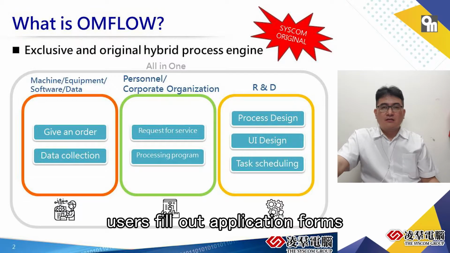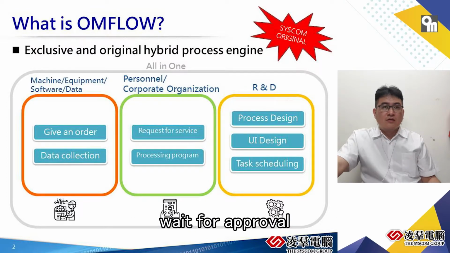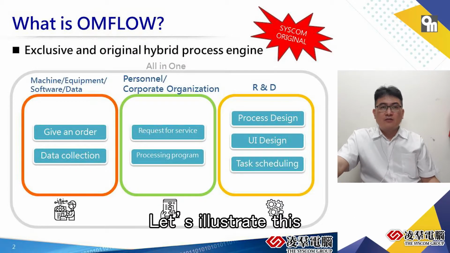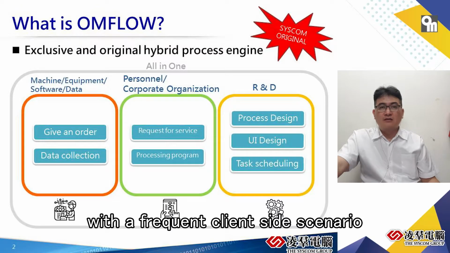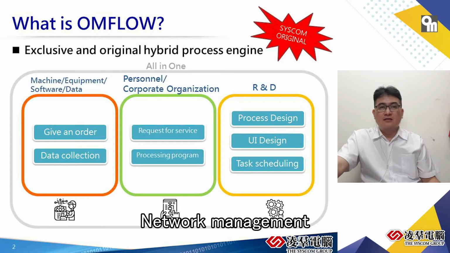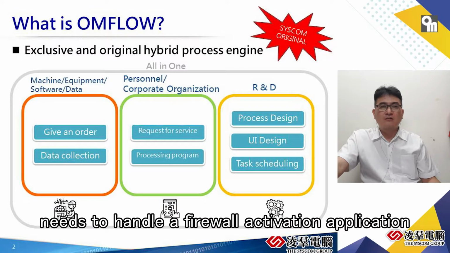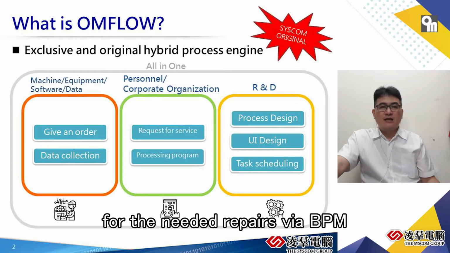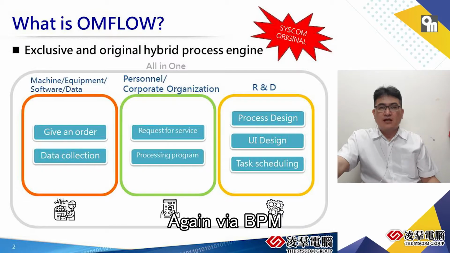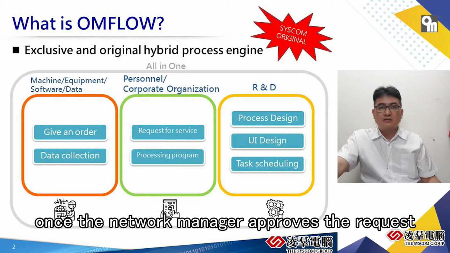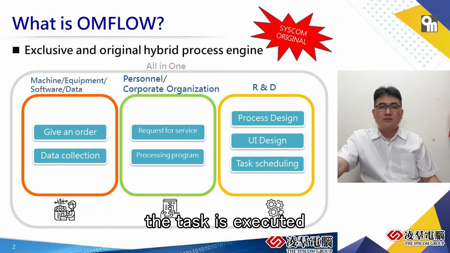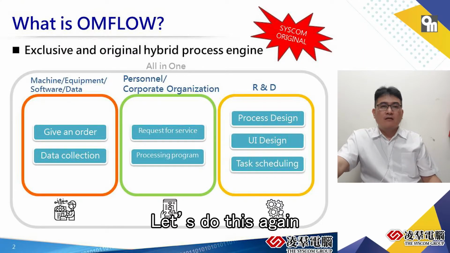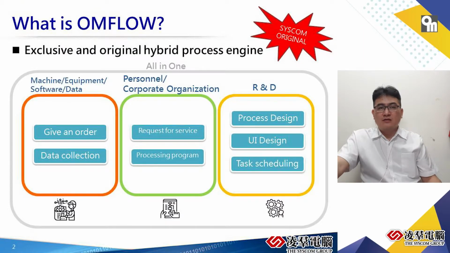Now with OMFLOW, users fill out application forms, wait for approval, then perform the task of system integration. Let's illustrate this with a frequent client-side scenario. Network management needs to handle a firewall activation application and some other requirements. Usually, the client applies for the needed repairs via BPM. Again, via BPM, once the network manager approves the request, the task is executed, and finally a reply is submitted using BPM.